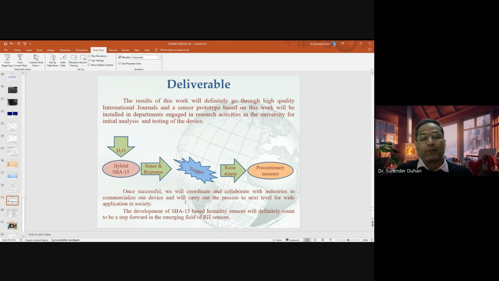I published one patent on the basis of this work. This is a design patent of the humidity sensor.